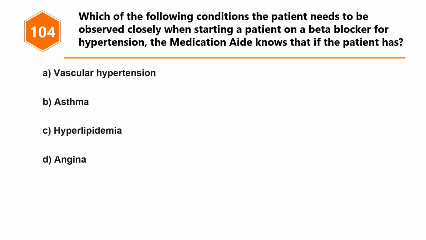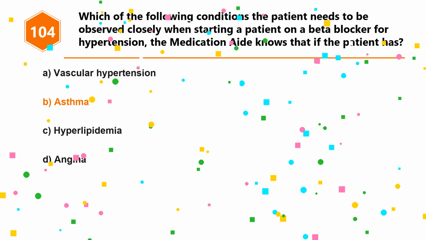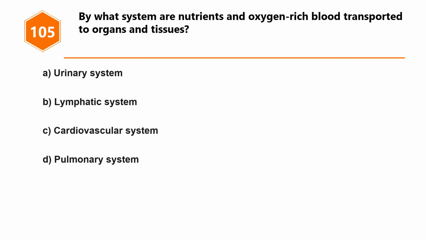Question 104. Which of the following conditions does the patient need to be observed closely for when starting a patient on a beta blocker for hypertension? The medication aide knows that if the patient has: Option A. Vascular hypertension. Option B. Asthma. Option C. Hyperlipidemia. Option D. Angina. The correct answer is option B. Asthma.